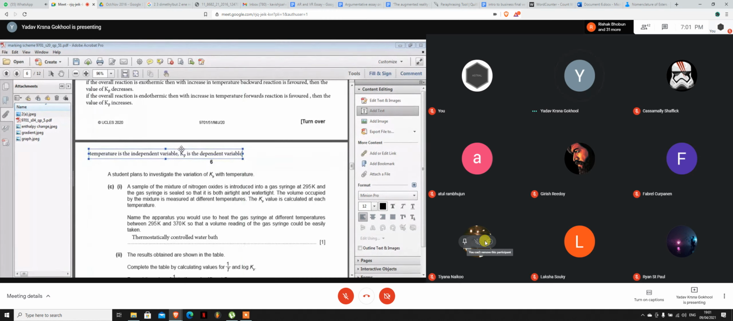Okay. So we have to ensure that when we are doing the experiment, let's say at 295 Kelvin, the temperature should remain 295 Kelvin. And how to ensure that? We use a thermostatically controlled water bath.